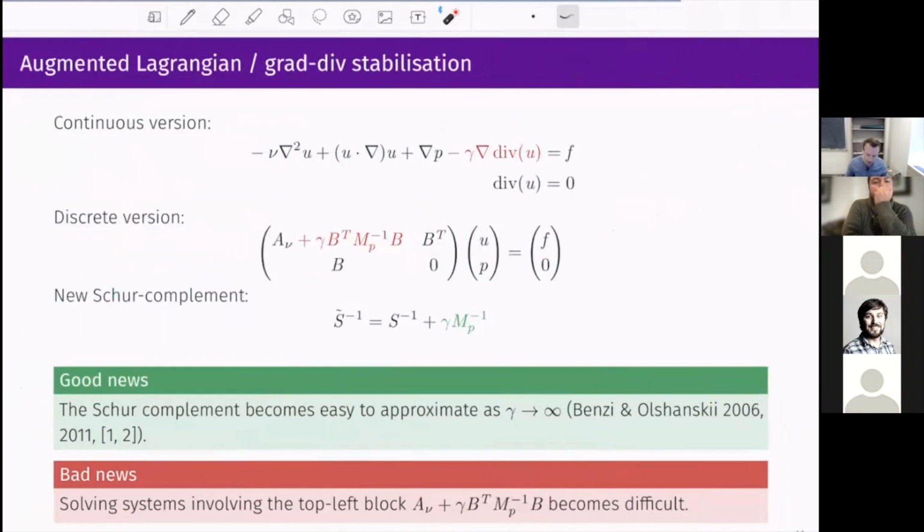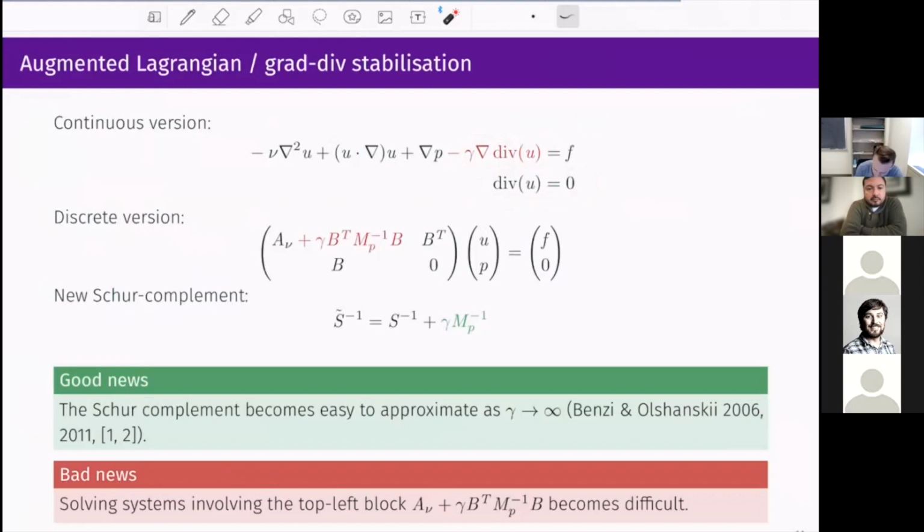The continuous version of this: if you apply the same idea to the Navier-Stokes equations, it's the following. These were our previous momentum equations for the Navier-Stokes equations, and we add a term which we call the grad-div term. It's the gradient of the divergence of U. And again, this doesn't change the solution of our equations, because we already require the constraint that the divergence of U is 0. So adding this extra term does not change the solution to our equations.